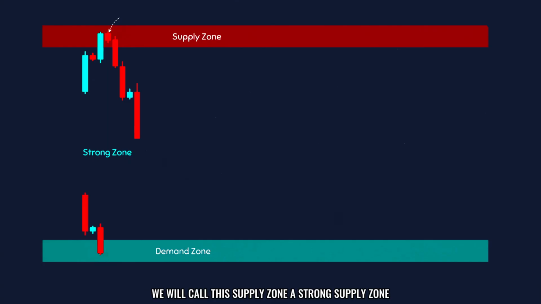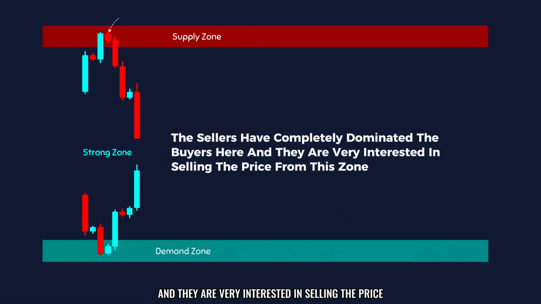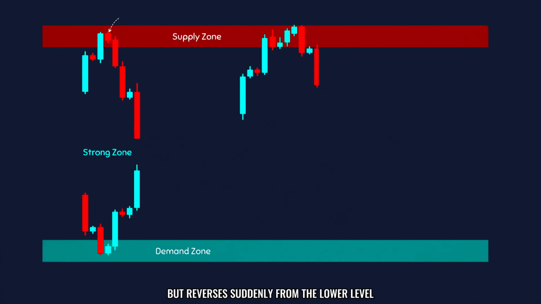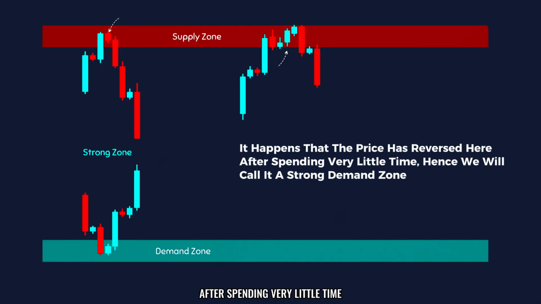Hence, we will call this supply zone a strong supply zone because the sellers have completely dominated the buyers here, and they are very interested in selling the price from this zone. Similarly, the price comes down with strong bearish candles but reverses suddenly from the lower level. It happens that the price has reversed here after spending very little time. Hence, we will call it a strong demand zone.